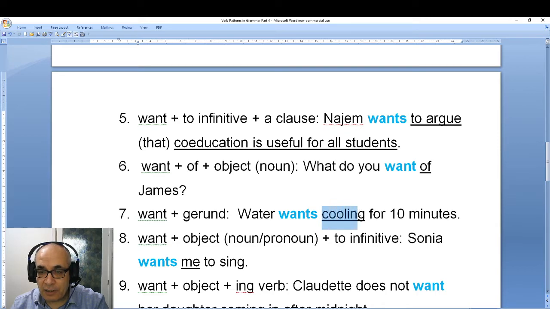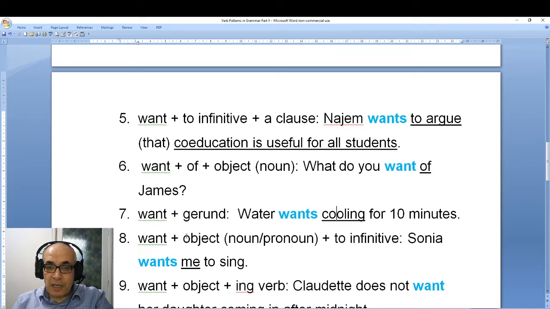Cooling is a gerund, and a gerund is a verbal noun. Originally it was a verb, and we put ing to it. It becomes a gerund. So a gerund is a verbal noun, and some grammar books say a gerund is partly a noun and partly a verb. Half of it is a verb, half of it is a noun. As I said, originally it was a verb, and then I add ing to it, it becomes a noun. So cooling is a gerund, and after want I can use a gerund.